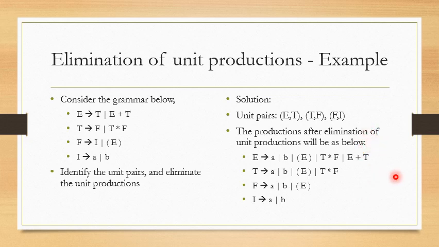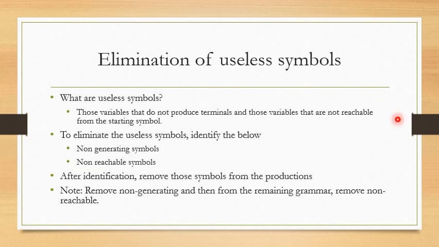Even though the number of productions in this grammar is more, for processing it will take only minimal time, because the substitution process is eliminated during processing, as we have done a direct substitution here. So this comes under elimination of unit productions. Next is the elimination of useless symbols.